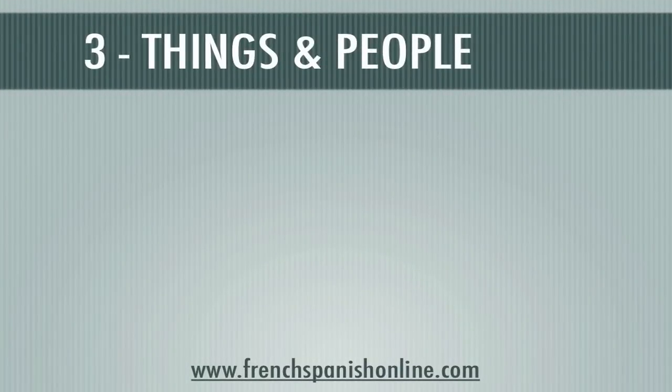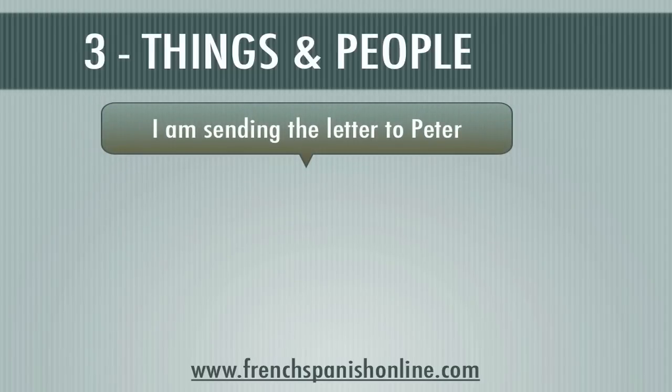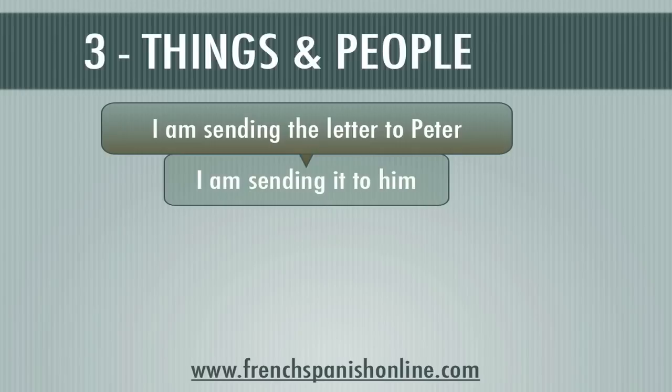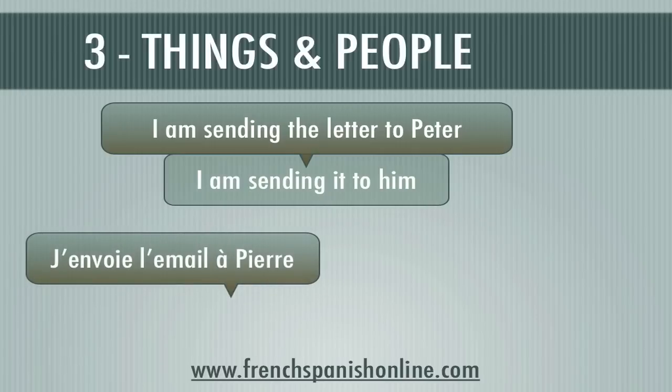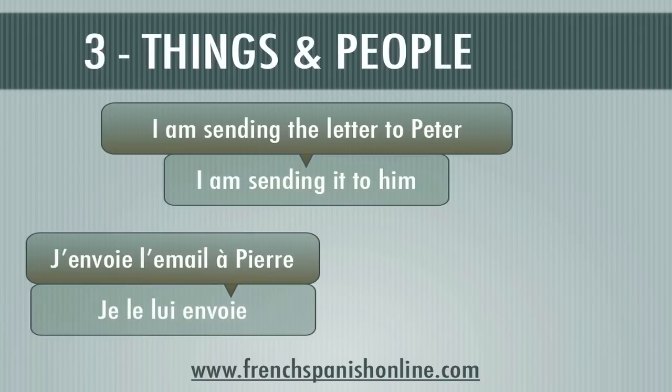Let's go a bit further now to add another difficulty and mixing things and people. If you want, for example, in this sentence, I'm sending the letter to Peter, to replace the letter and Peter with two pronouns, you will say, I'm sending it to him. In French, you can do the same thing. J'envoie l'email à Pierre. So to replace email, direct object, we'll use le. And to replace Pierre, indirect object, you will use lui. How to place them? Je le lui envoie.